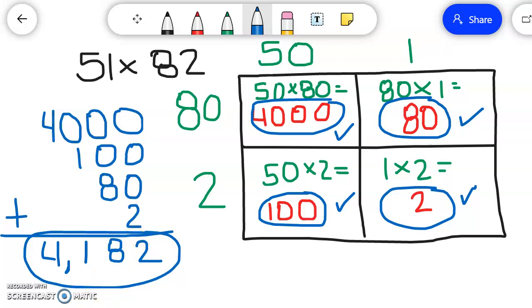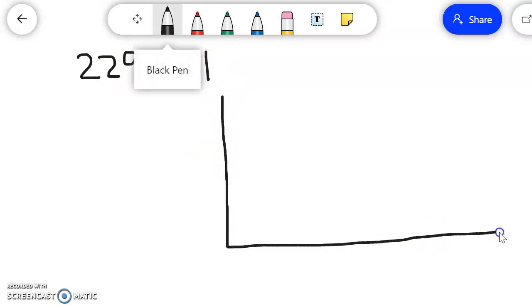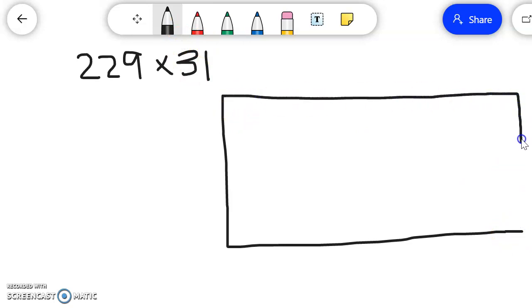Now I'm going to show you how to do a 3-digit by 2-digit area model. Boys and girls, so now I'm going to show you how to do a 3-digit by 2-digit multiplication problem using the area model. Since I have 3 numbers in my biggest factor, my area model needs to be 3 boxes going across the top and 3 boxes going down the side. And I need to make it big enough so that I can see all of my equations. So this is a 3-digit by 2-digit area model.